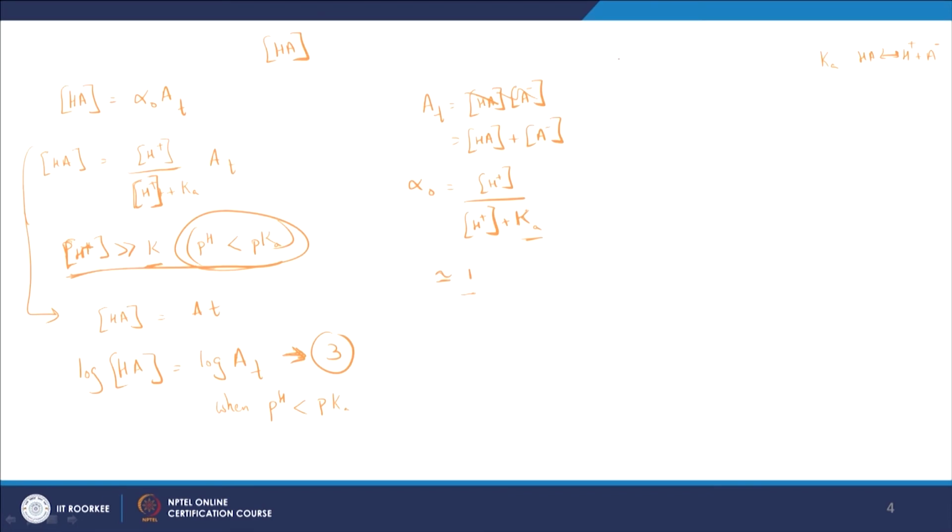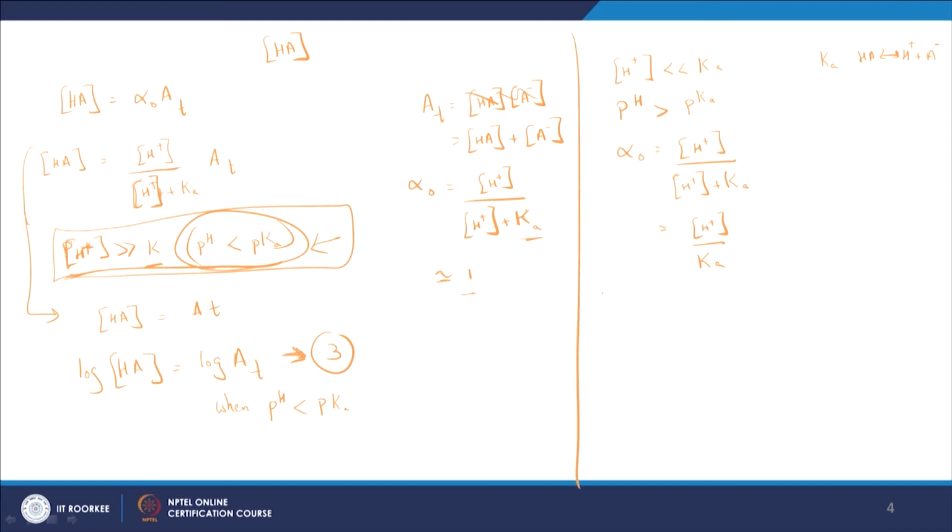We are going to look at the other case when H plus is far lesser than Ka. What does that mean? It means pH is greater than pKa. So, what does that transform into again? Alpha naught, as we know, is H plus by H plus plus Ka. Because H plus is far lesser than Ka, I am going to approximate that as H plus by Ka. And so, where is my fundamental equation here? HA is equal to alpha naught into A total, and that now is going to be equal to, substituting that here, H plus by Ka into A total.